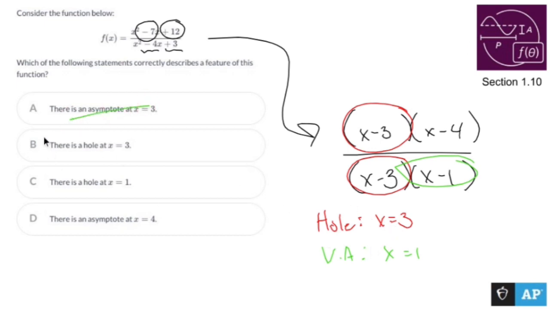I have a hole at 3, yup. I have a vertical asymptote at 1, nope. And a vertical asymptote, or an asymptote, it just says asymptote. I'm assuming it means vertical, but none of these are true. So there you have it. Pretty simple.